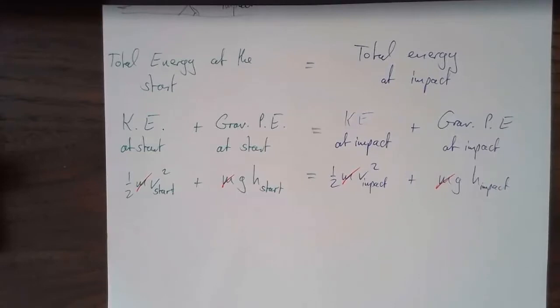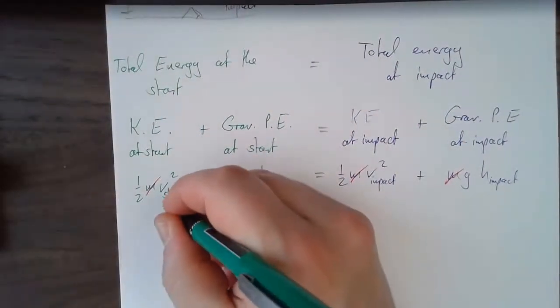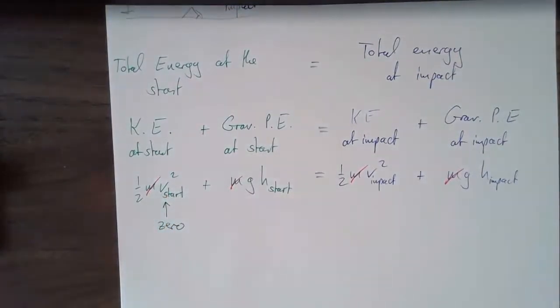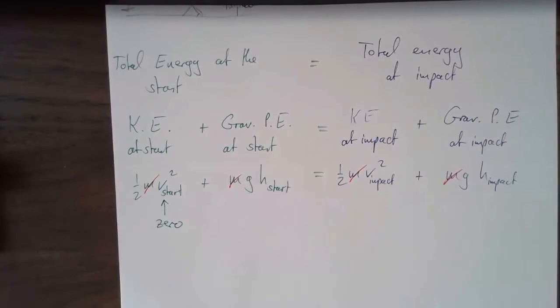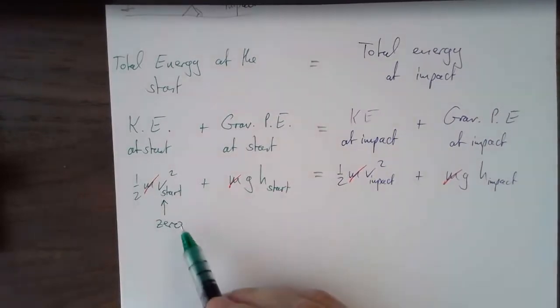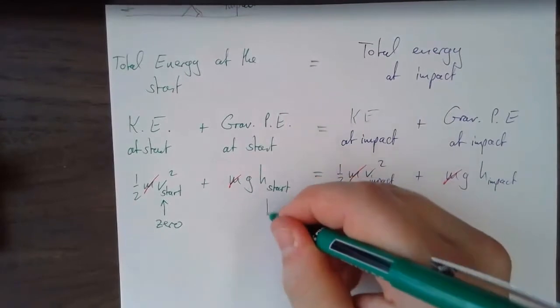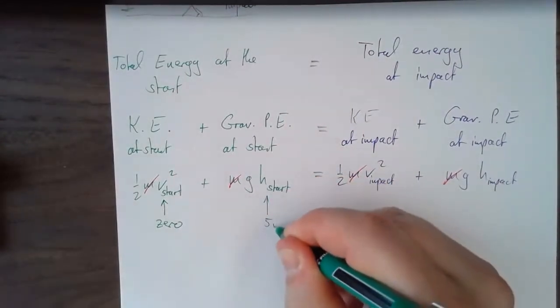Then, what do I know? Well, I know the value of g for sure, and I know that the velocity at the beginning is 0, because we're just dropping it. The brick doesn't start to fall with some initial push, right? We just drop it. It starts from rest, speeds up due to gravity. The height at the start, we know that's 5 meters.